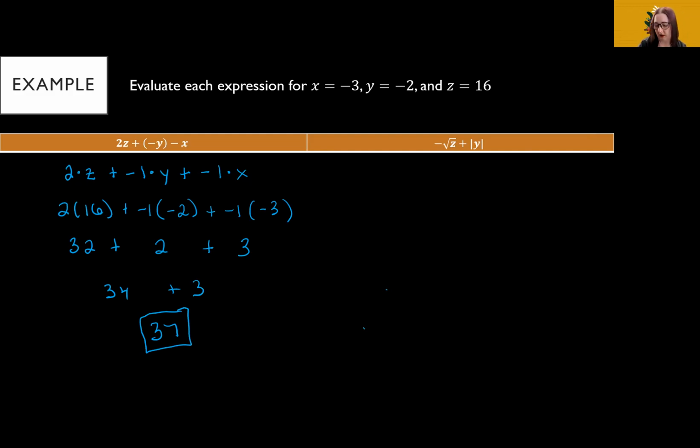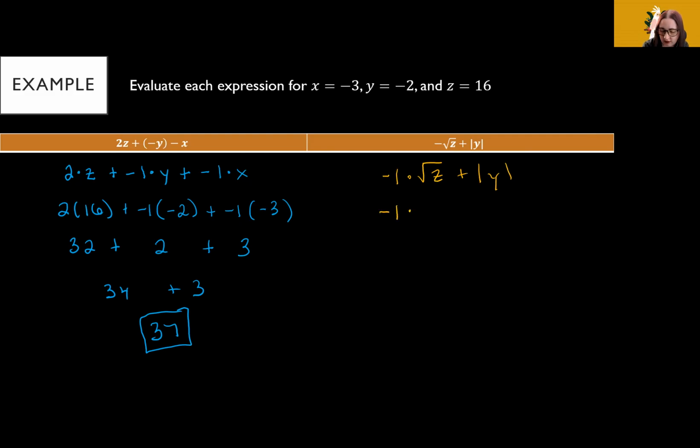So now on the right here, we've got the square root of z plus the absolute value of y. And there's a negative in front of the square root. So I'm going to write that as a negative 1 times the square root of z, just to help avoid possible errors with your negatives. And then I've got plus the absolute value of y.